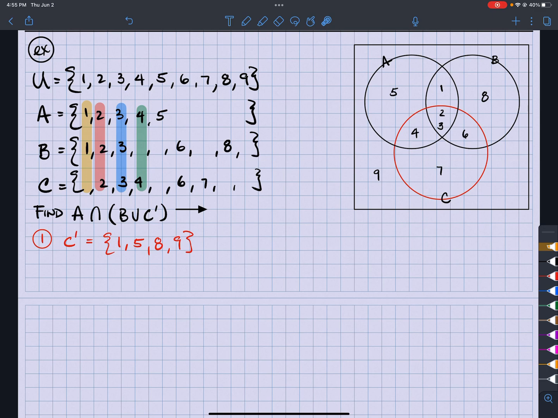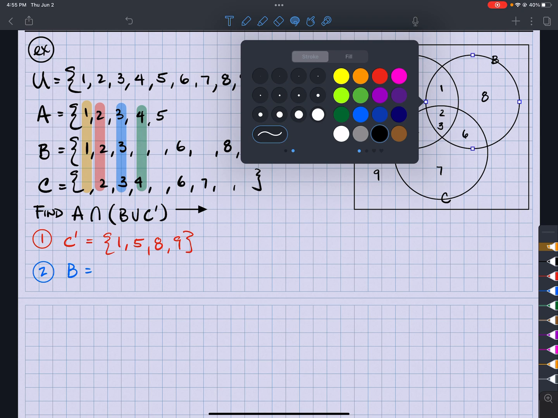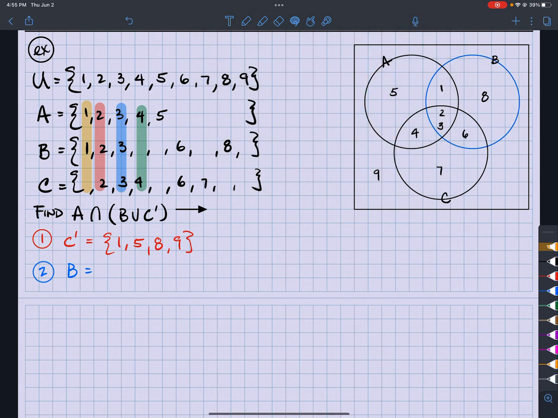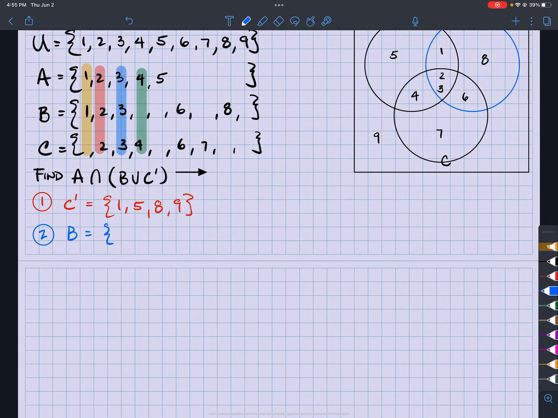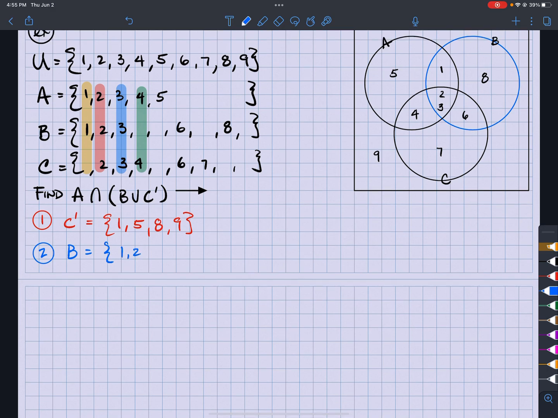Okay. So let me go ahead and change that back. There we go. Now I want to find out where is B. What's B equal to? Well, B is everything in this blue circle. And you're going to see that that is going to be 1, 2, 3, 6, and 8.